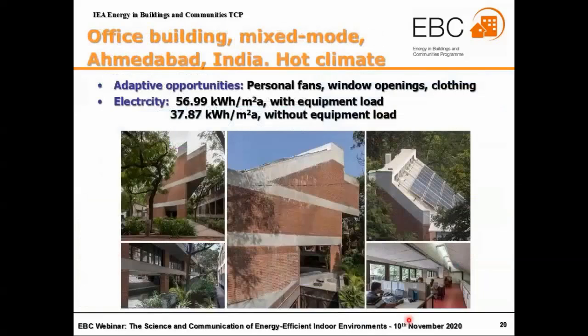And the fourth one is an office building in India. It's a mixed mode building in Ahmedabad. It's a hot climate zone. Adaptive opportunities for this building are a personal fan and window opening and closing. And the electric consumption is 57 kilowatt-hours per square meter a year, even lower than Shenzhen's building with equipment load. Without equipment load, it is around 38 for air conditioning.